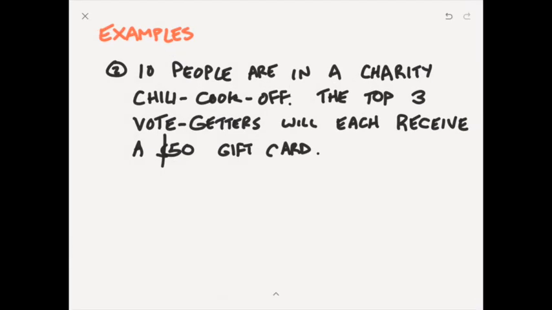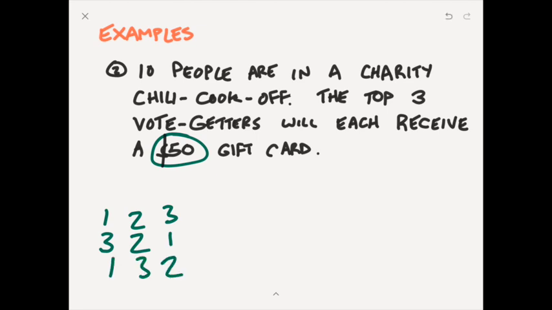When we talk about this example, 10 people are in a charity chili cook-off. The top 3 vote getters will each receive a $50 gift card. Here we've got a slightly different scenario because realistically, maybe I care if I'm the highest vote getter or maybe I don't, but my prize is going to be the same. So if we're just saying how many different ways can we distribute those $50 gift cards, now we're in a scenario where order doesn't really matter a whole lot. I've got 10 people who could fill the slots, but if I'm person 1, 2, and 3 filling the slot, I don't care whether it's person 3, 2, 1, or person 1, 3, 2. We're all just going to get $50 gift cards, so it doesn't really matter much.